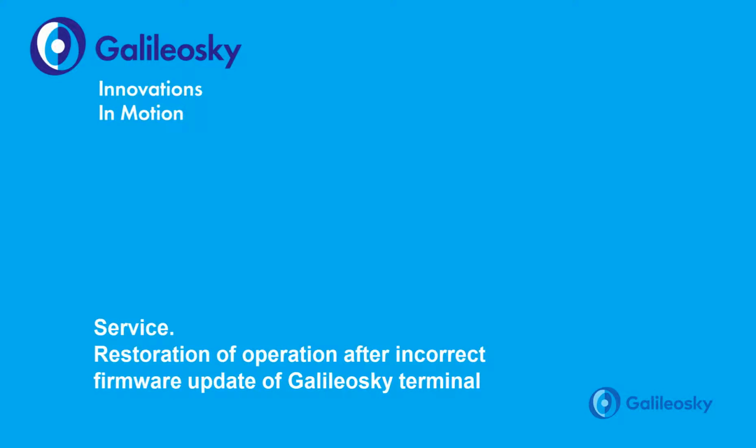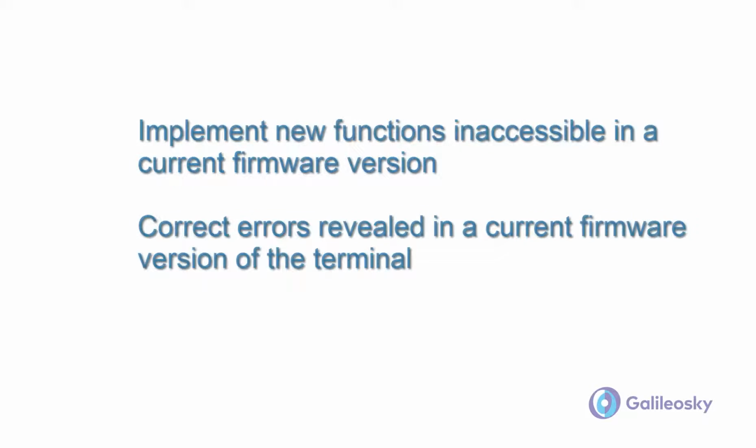Updating of the firmware of the Galileo Sky satellite monitoring terminal can be required for implementation of new functions inaccessible in the current version of the firmware, or when it is necessary to correct the errors revealed in the current version of the firmware. Usually, updating of the firmware causes no problems if all recommendations from the manual are followed.